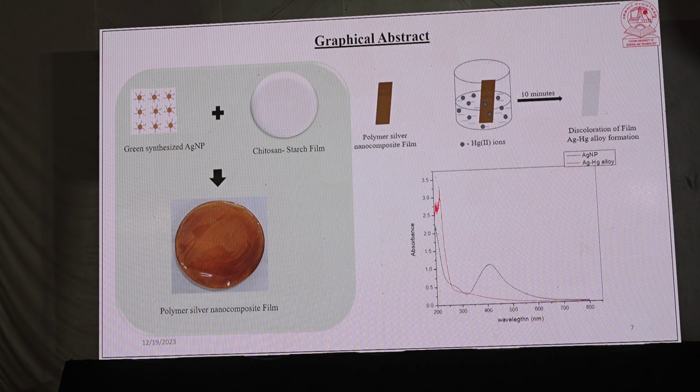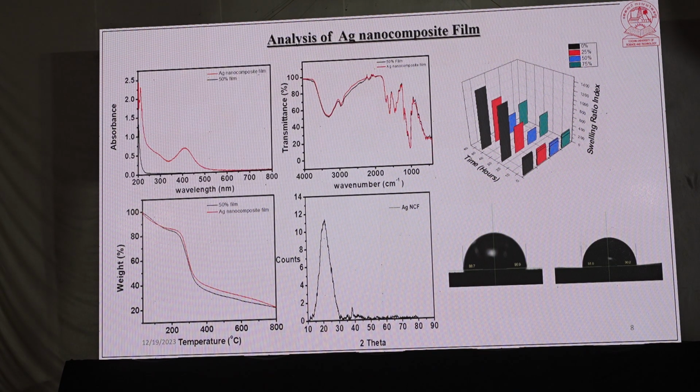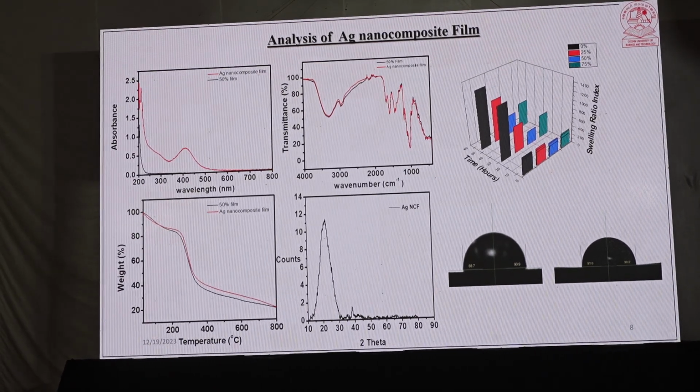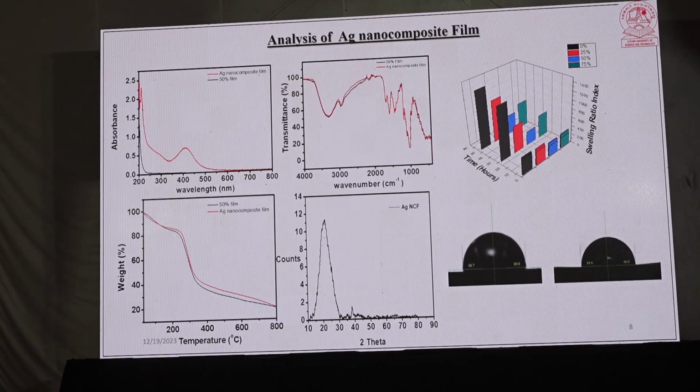From the UV absorption spectra here, we can see that after addition into the Hg 2+ ion solution, there is a disappearance of the peak at 430 nanometers. This is the analysis of the silver nanocomposite film. I analyzed the properties of the film by swelling studies, and the addition of silver nanoparticles to the composite film is analyzed by water contact angle.